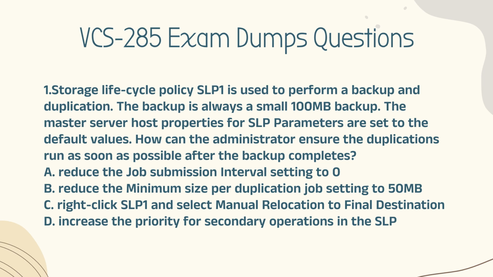A. Reduce the job submission interval setting to 0. B. Reduce the minimum size per duplication job setting to 50 MB. C. Right-click SLP1 and select Manual Relocation to Final Destination. D. Increase the priority for secondary operations in the SLP.